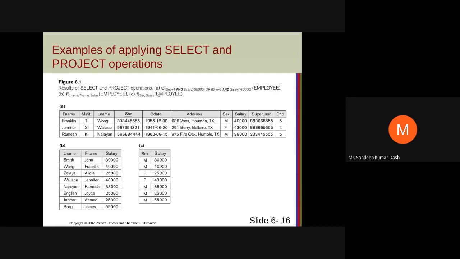Similarly, these two columns are retrieved from the employee table. Suppose I had written F name, salary, L name. The result would have been F name, then salary, then L name. So it follows this sequence of selection. Fine. So these are examples of project and select operations.